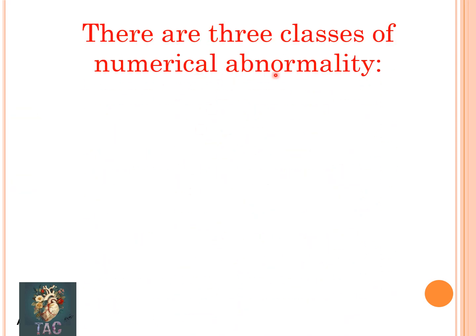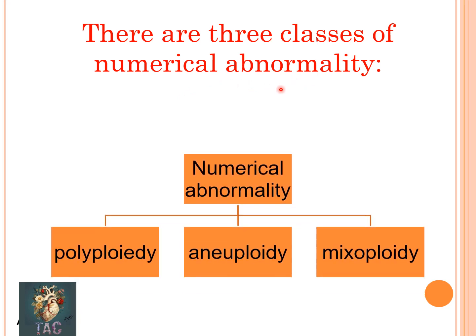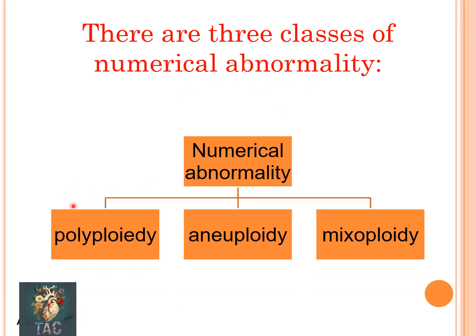There are three main classes of the numerical abnormalities: polyploidy, aneuploidy, and mixoploidy. Here you should first understand what diploidy, aneuploidy, and polyploidy are. The normal gametes are haploid, having 23 chromosomes. Euploid refers to any exact multiple of n, that is diploid, triploid, etc. And aneuploidy refers to any chromosome number that is not euploid.